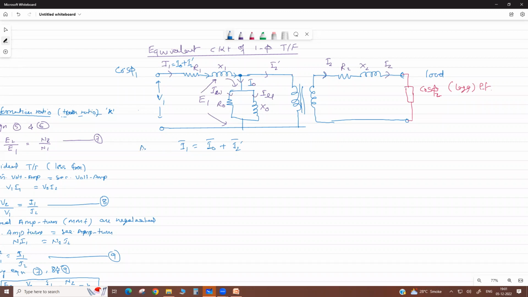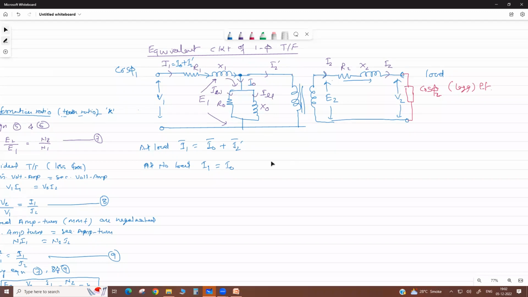This is at load. Okay, at no load, I1 equals I naught only. Correct? Okay. Now here is the secondary induced EMF. When there is a load current, there is a drop in this impedance also. Then this voltage is reduced to V2. Okay, so it is the load terminal voltage.